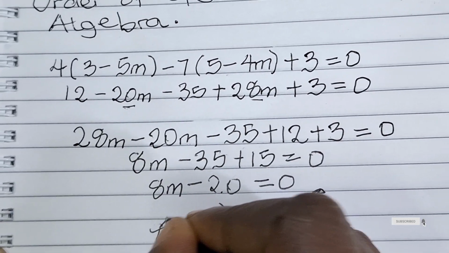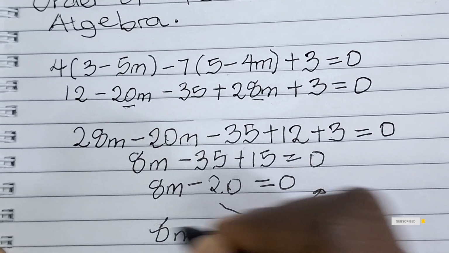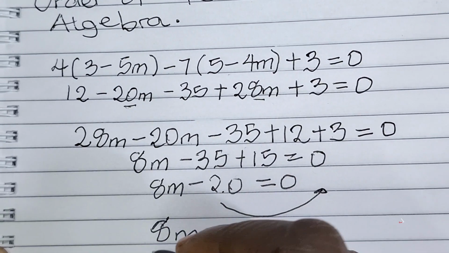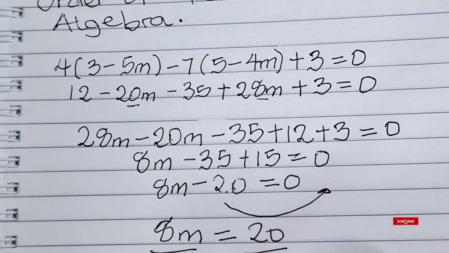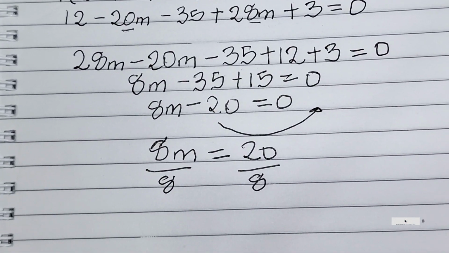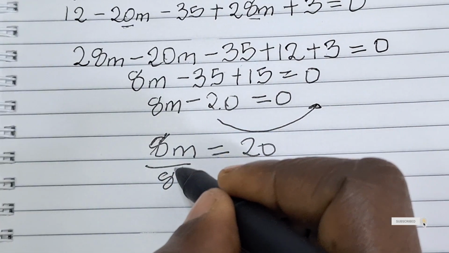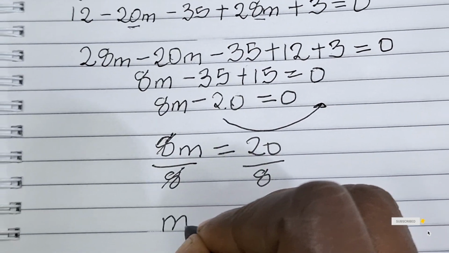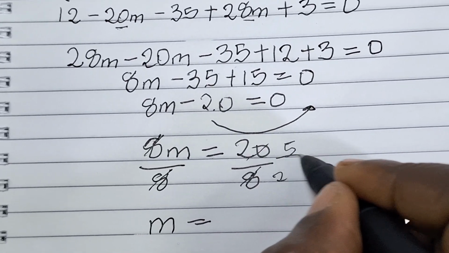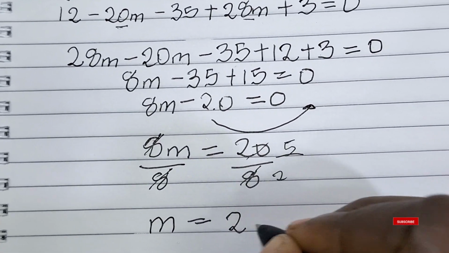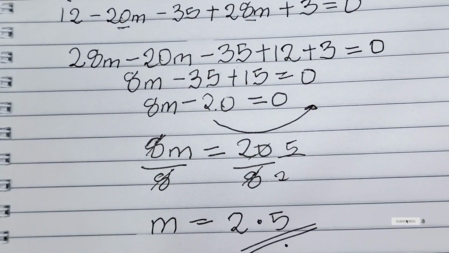So I have 8m is equal to 20 over 8. Divide both sides by 8 because 8 is multiplying m, and I need to get rid of that 8 because I need m to stand on its own. 8 cancels 8. m is equal to 4 here is 2, 4 here is 5. 5 over 2 is the same as 2.5. And I am done.